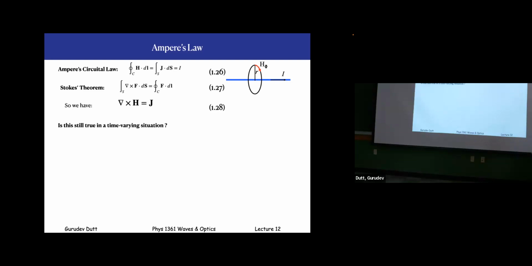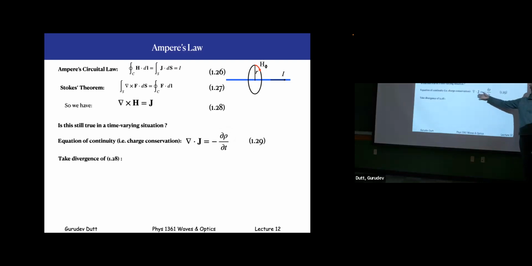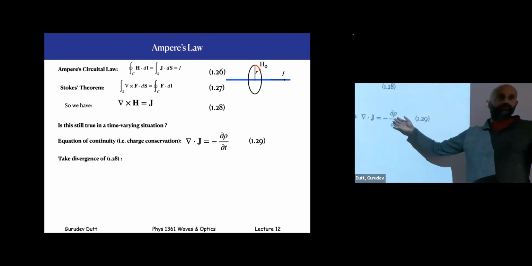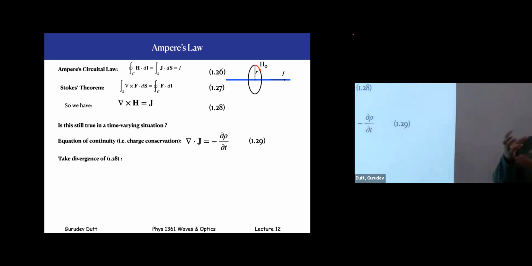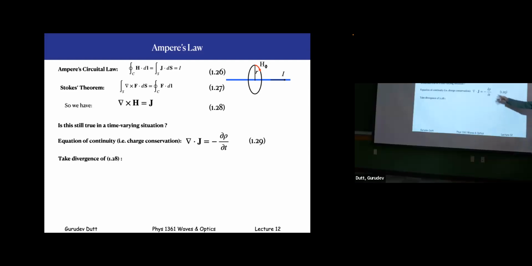I'm just going to point out that there's one other equation. Whenever we have a time varying situation, charge conservation is given by the equation of continuity, which says that the spatial gradient or divergence of the current density must be equal to how much charge is leaving that particular volume. You can convince yourself of this by taking some volume and calculating the divergence of the current, and you'll see that it must be equal to the total charge that is flowing out of that volume.